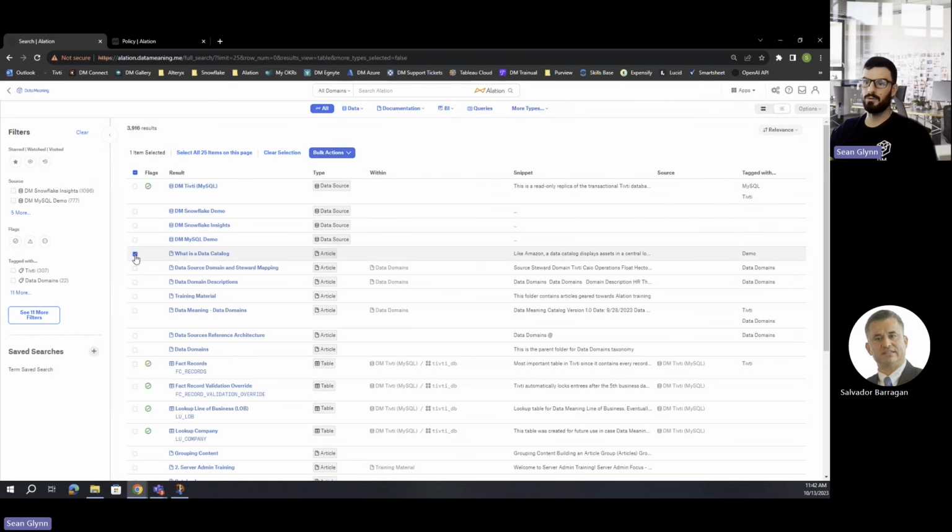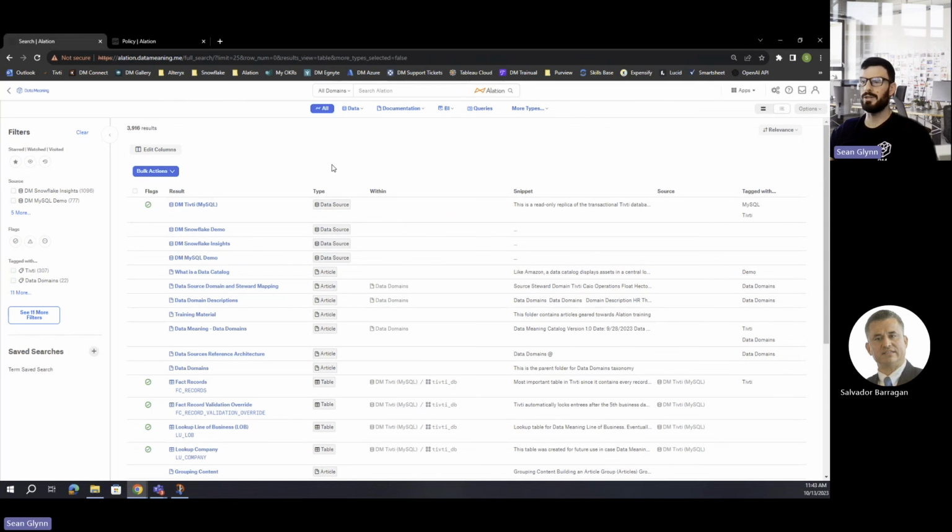But there is another way. If you remember the slide that Salvador had shared with the pyramid and the types of policies, one of those red arrows on the side talked about automation. And there is some of that capability here within the Alation site. And so I'm going to show you that now.